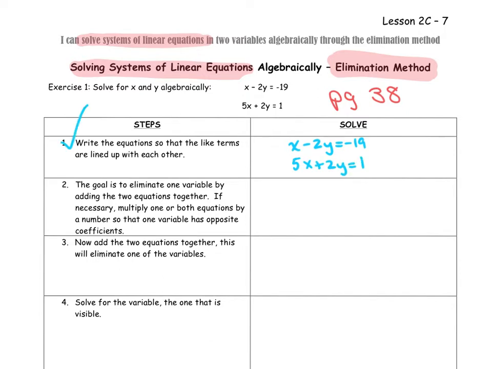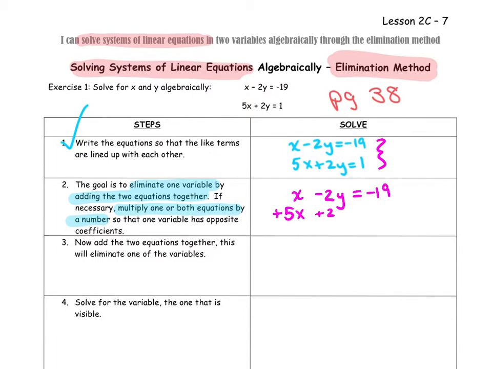So we did the first step. Now our next step is to eliminate one of the variables by adding the two equations together. And if it's necessary, we're going to multiply one or both equations by a number so that one of the variables has opposite coefficients. So what do I mean by that? Well, let's just take a look at these equations. I want to see, can I add them vertically and cancel one of the variables?